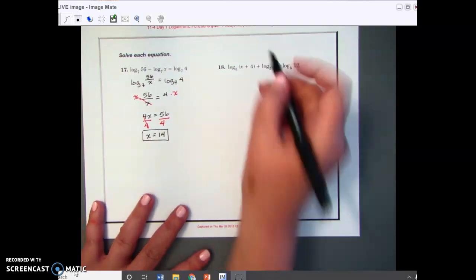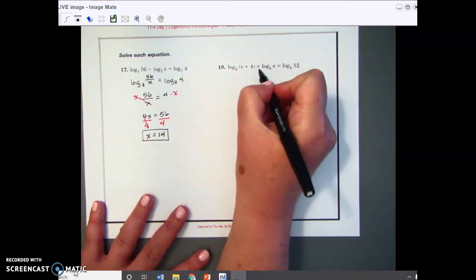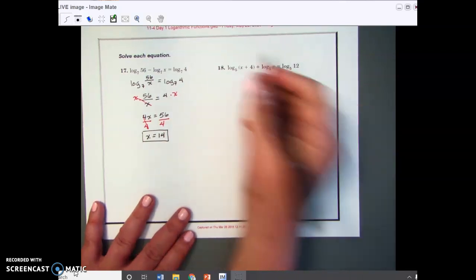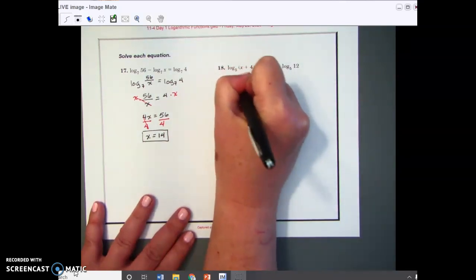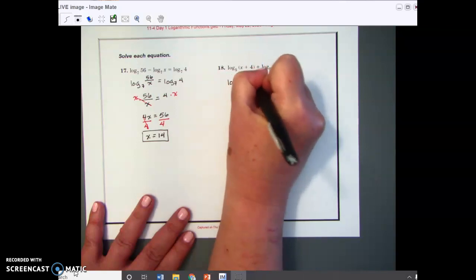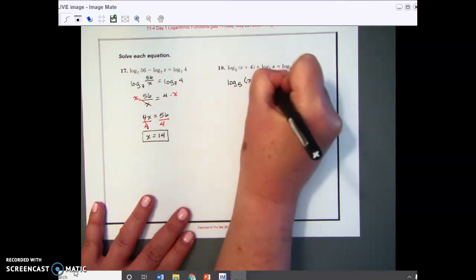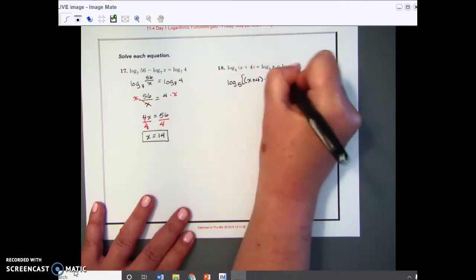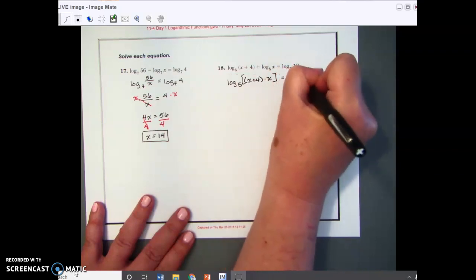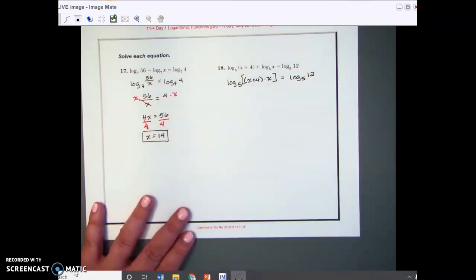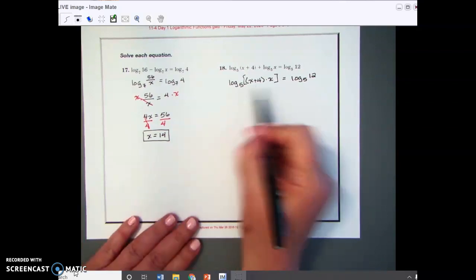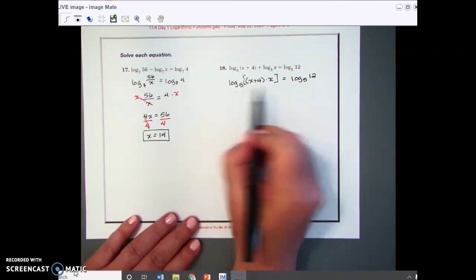So taking a look at question 18, we're now adding our logs together. And so adding exponents implies that we have multiplication. So this is going to be the log base 5 of x plus 4 times x. Okay. So now that my bases are the same and I have single logs on both sides.